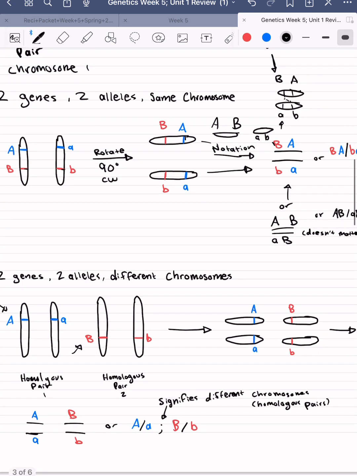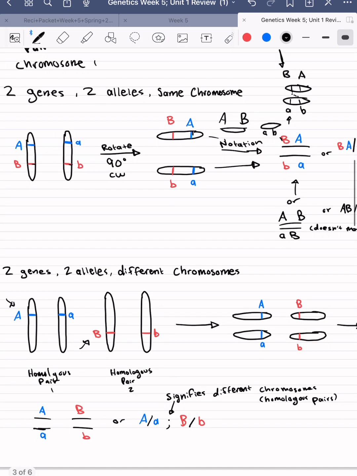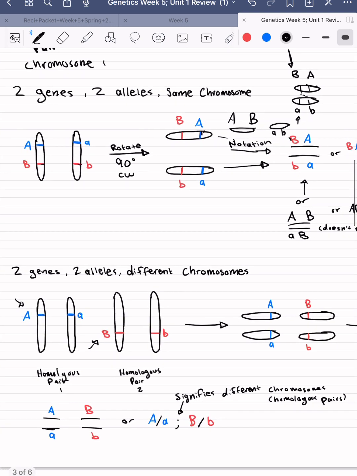So now follow the same steps, just rotate it clockwise 90 degrees, and then you would just write down this longhand notation, if that makes it easier for you to conceptualize how it may look.